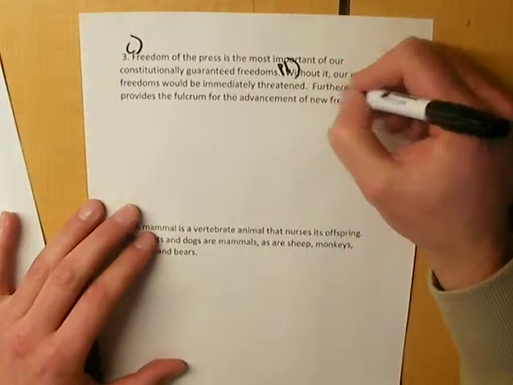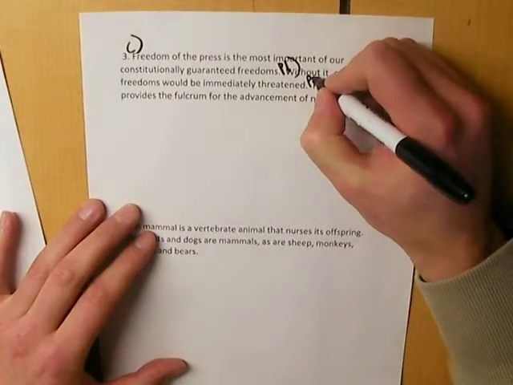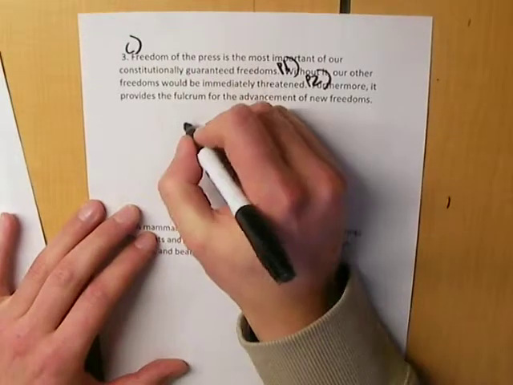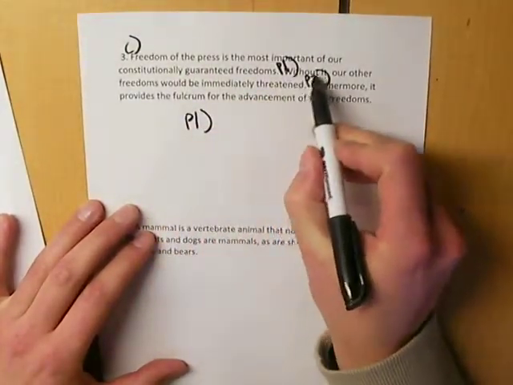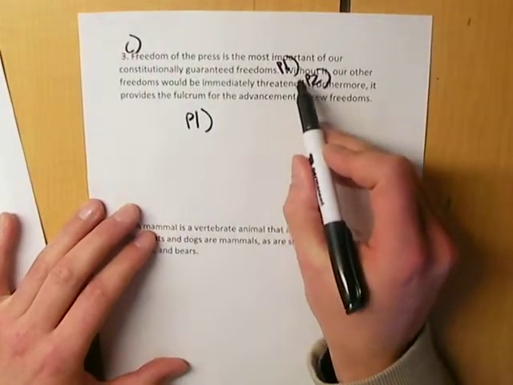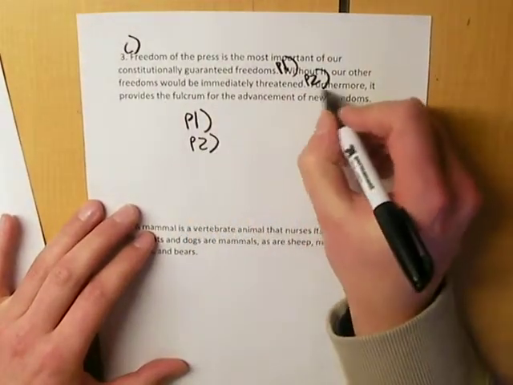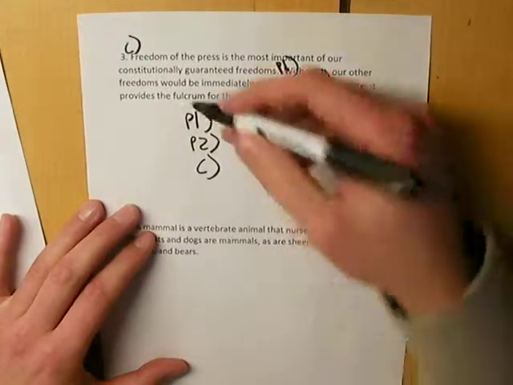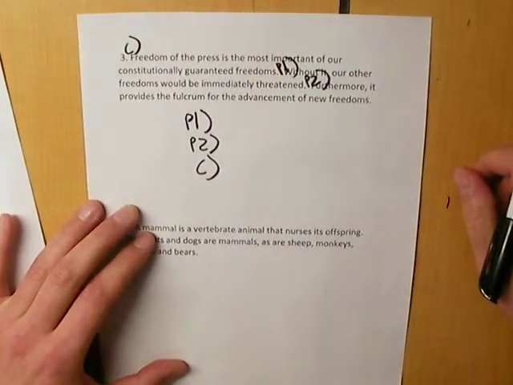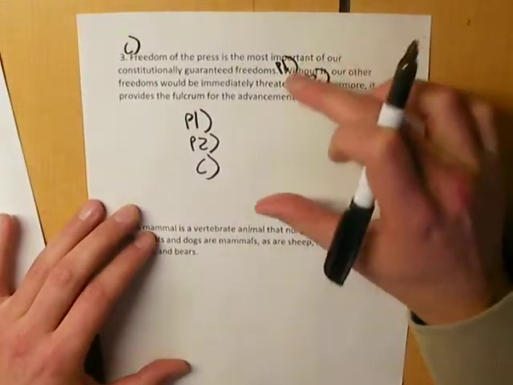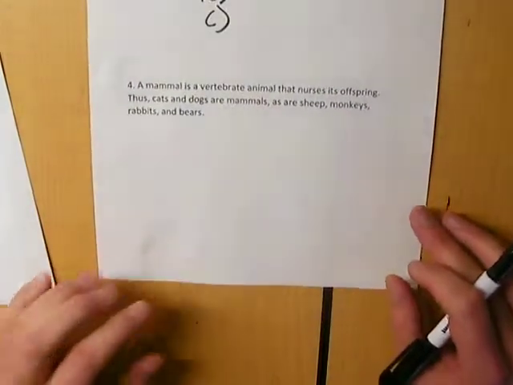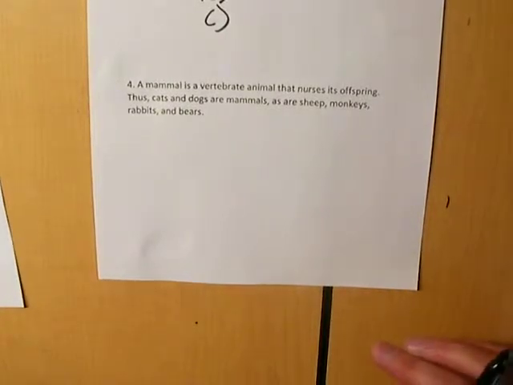So there's P1, and P2 here is the last sentence, of course. Premise 2, furthermore, it provides the fulcrum for the advancement of new freedoms. So if we're going to lay this out formally, we'd have P1, premise 1, and I won't write out that entire second sentence, but that's our opening premise. P2, again, is our last sentence. Furthermore, it provides, and so on and so forth. And then the conclusion, therefore, freedom of the press is the most important of our constitutionally guaranteed freedoms. So now we've got ourselves an argument, a formal argument. And this will be the last example that I'll cover for this particular video. The 4th example.